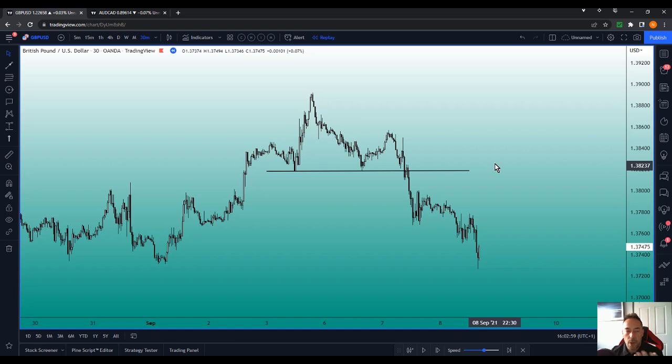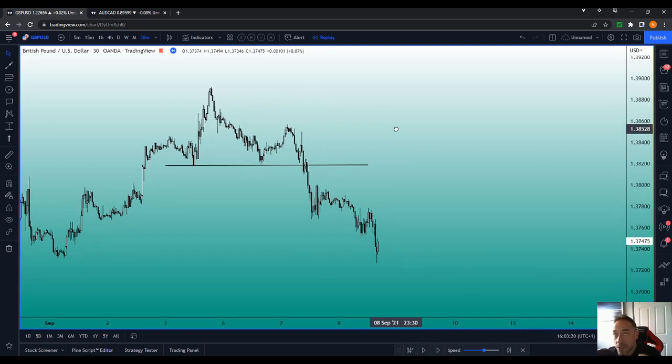Where we see in an uptrend higher highs, higher lows, you're looking to identify that first lower high, which is our right shoulder. Then once we've broken that neckline, you're looking for that pullback, that retest and rejection.